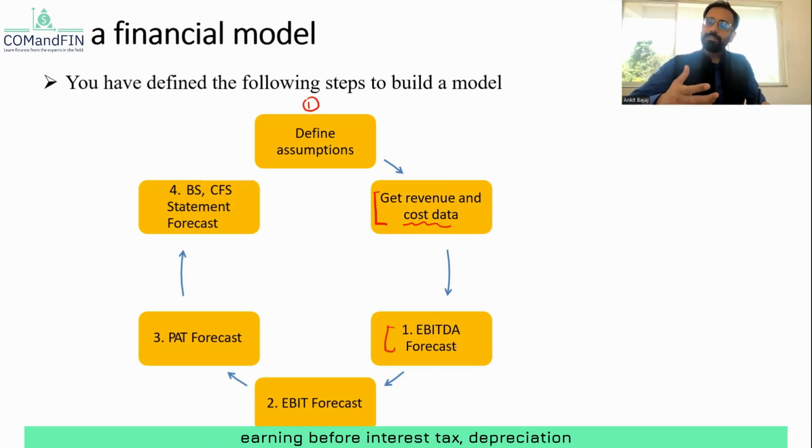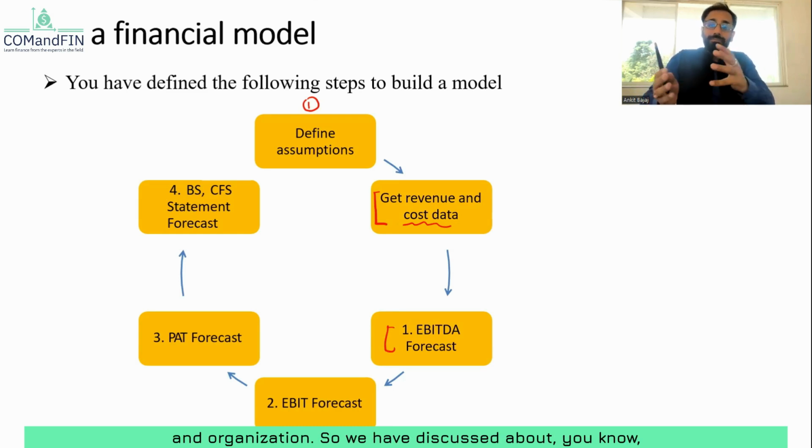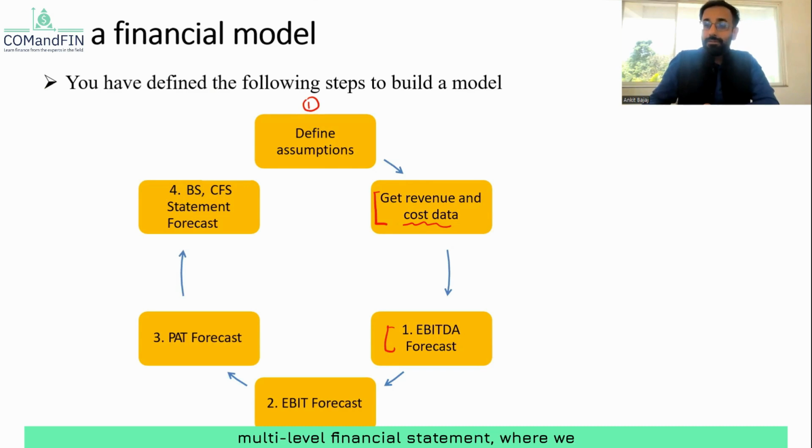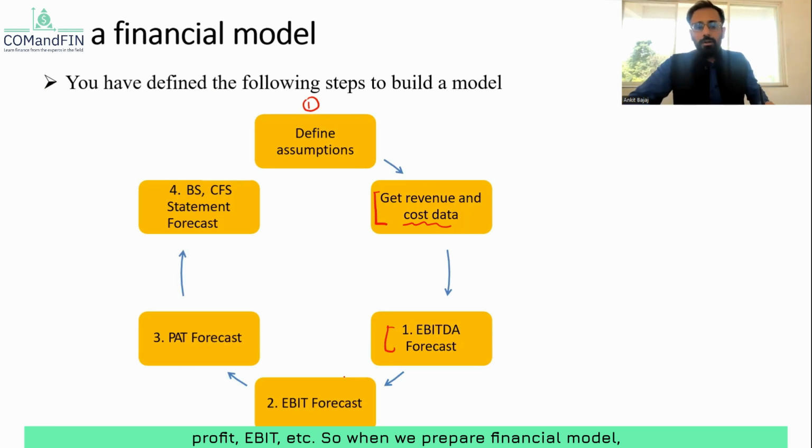What is EBITDA? EBITDA means earnings before interest, tax, depreciation, amortization. So we have discussed multi-level financial statements, where we discussed how you can prepare the multi-step or multi-level profit and loss account. And there in detail, I have discussed the EBITDA, the operating profit, EBIT, etc. So when we prepare a financial model, we calculate the value of EBITDA.